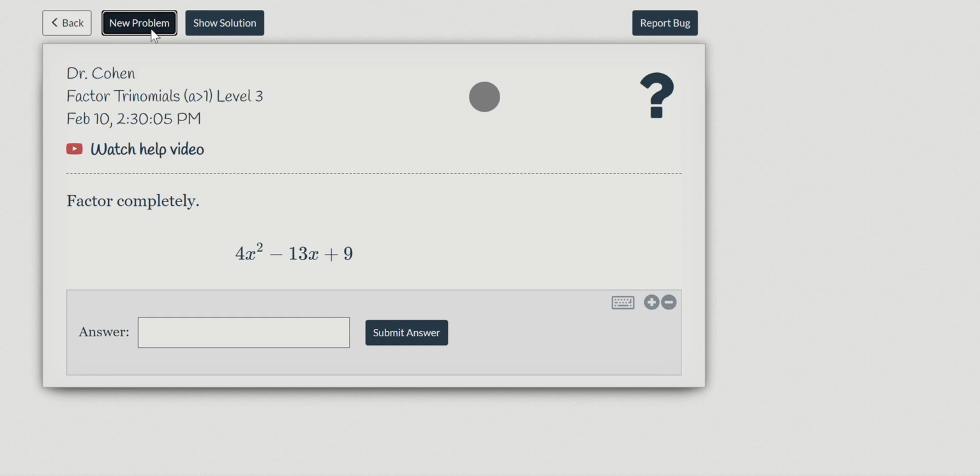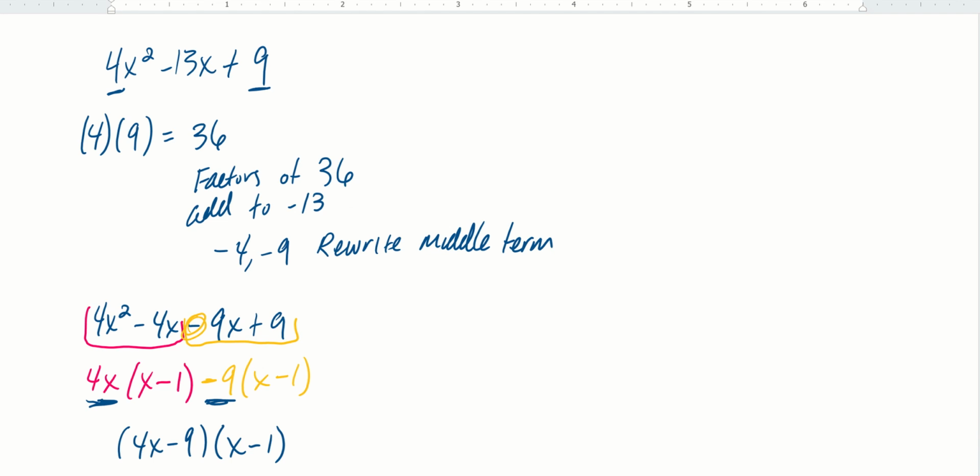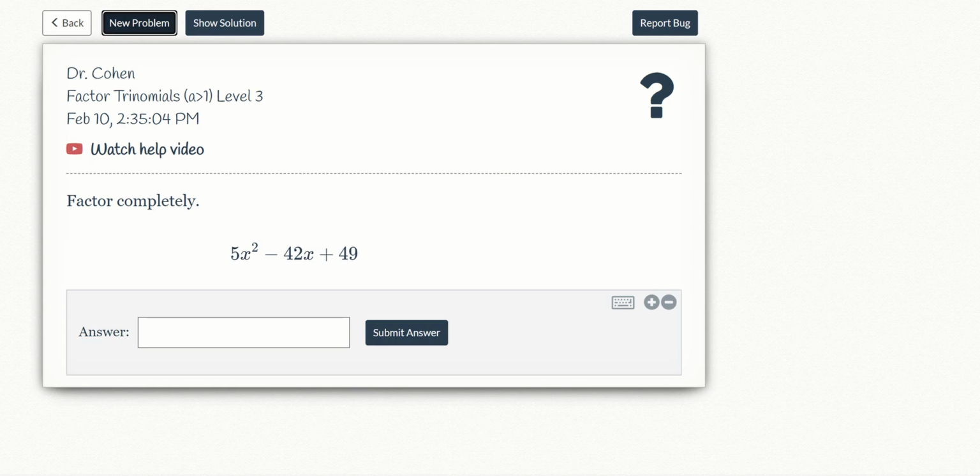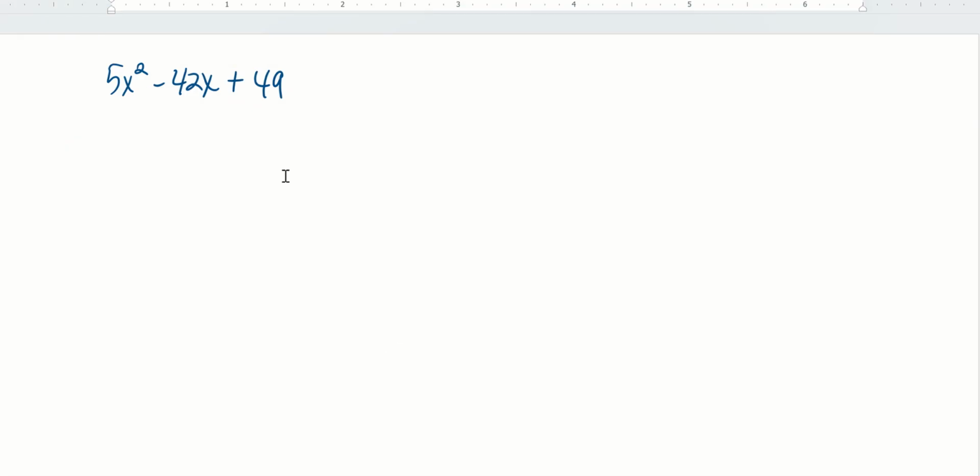Okay, let's do one more. Again, I'm looking for something uglier. Okay, I like this one. 5x squared minus 42x plus 49. So we had 5x squared minus 42x plus 49. Let's just make sure I wrote that correctly. 5x squared minus 42x plus 49.